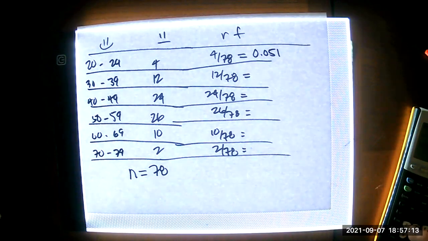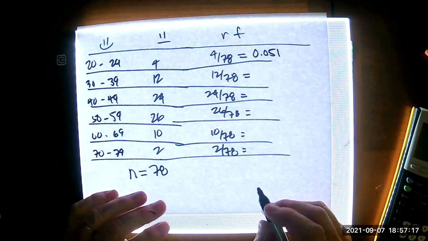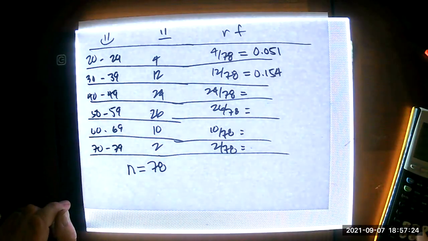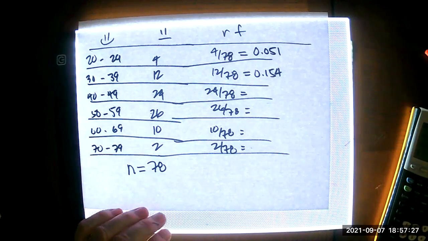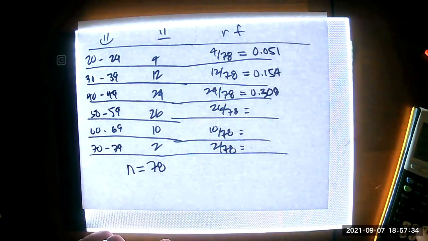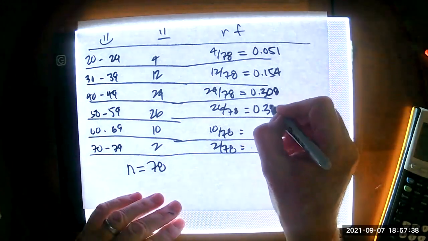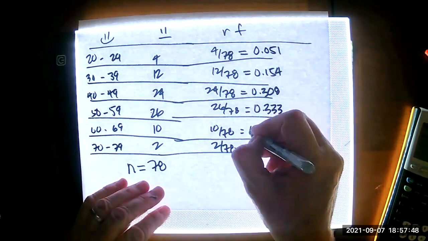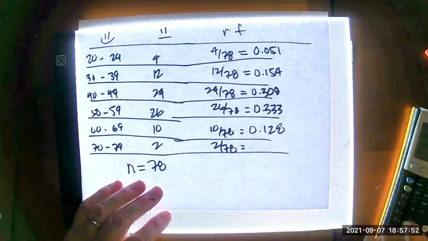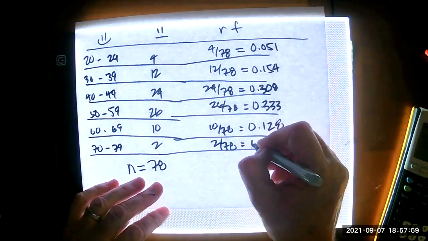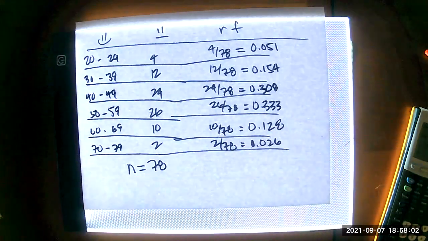We have 12 divided by 78, 0.154. We have 24 divided by 78, 0.308. 26 divided by 78, 0.333. Ten divided by 78, 0.128. And finally, 2 divided by 78, 0.026. So that's the relative frequency distribution.